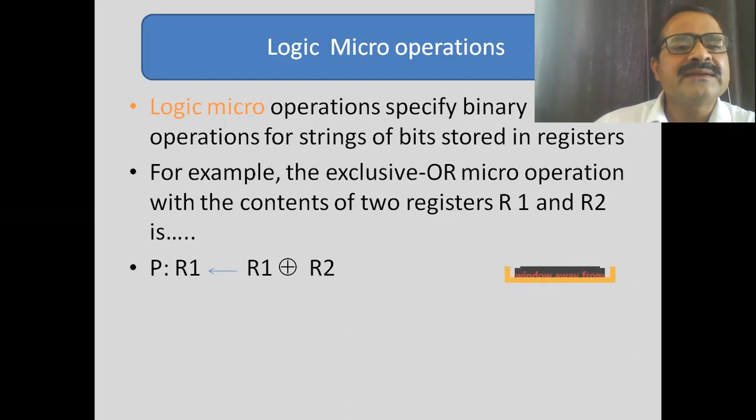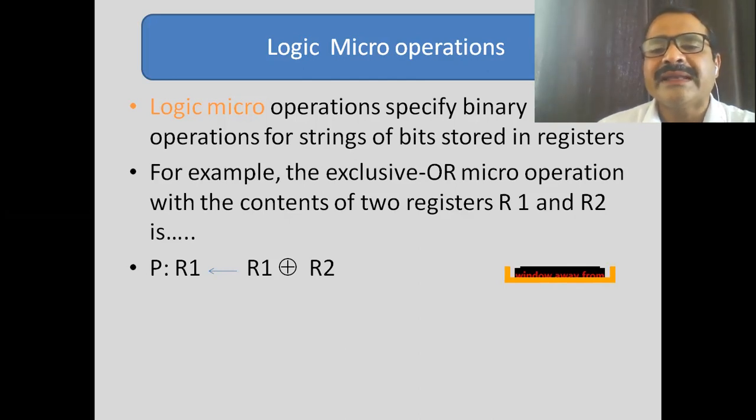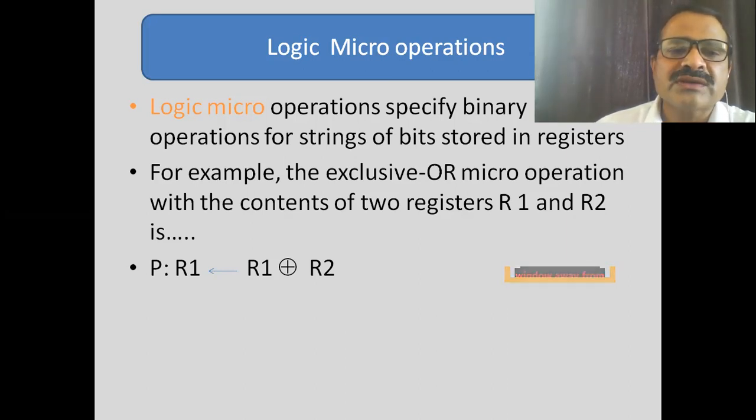Students, now let us see what a logic micro operation is. Logic micro operations are specified by binary operations for strings of bits stored in the registers. As all of you know, the computer register stores data in terms of bits, and these bits are called strings of bits, onto which we can perform binary operations. For example, as we have seen, logical OR, logical AND, logical XOR, and logical NOT. So we have taken one example of XOR.